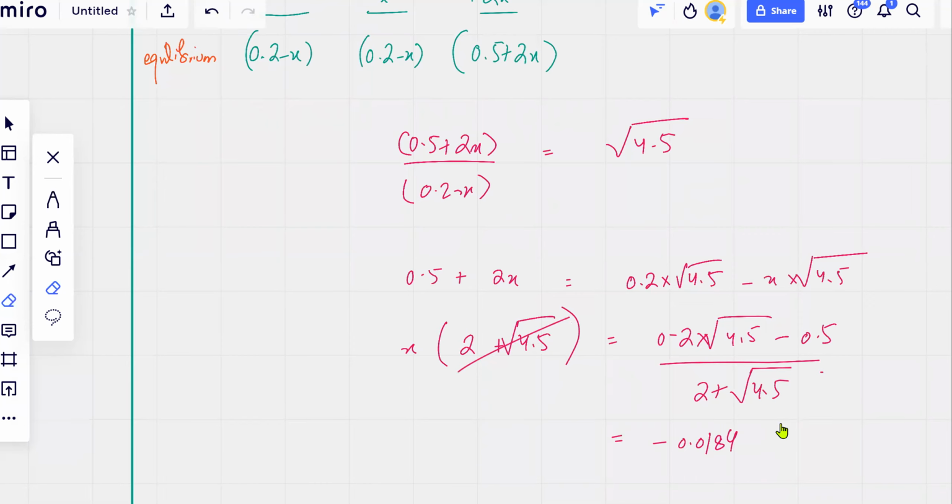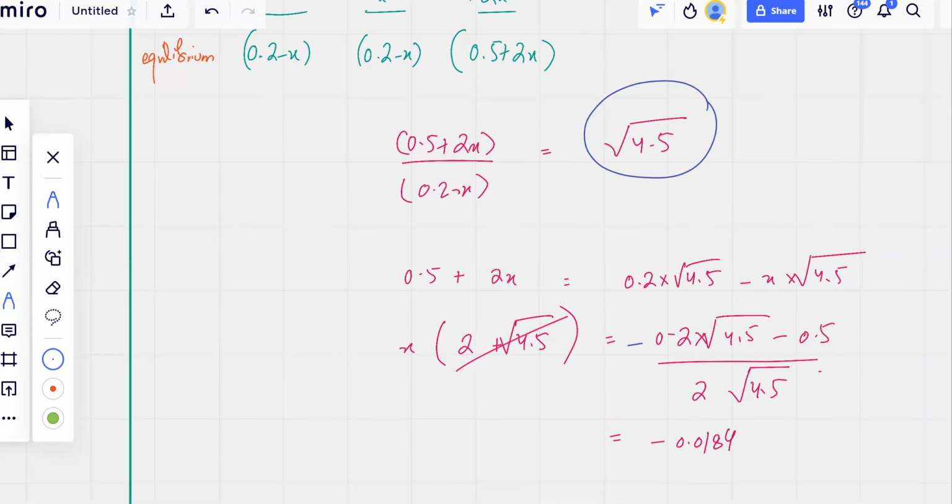I said there's going to be two values of x. The other one would be that this root 4.5 over here can have a negative value as well. So if it has a negative value, then instead of 2 plus root 4.5, it would become 2 minus root 4.5. Find that value as well. So x is going to have two values, 7.62. So you got these two values. Anyways, one of them is wrong.